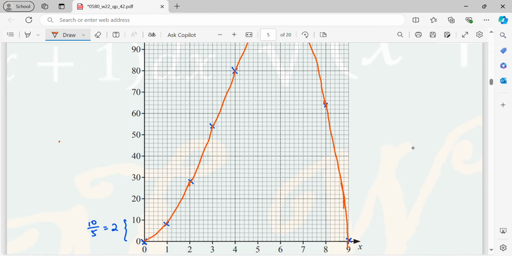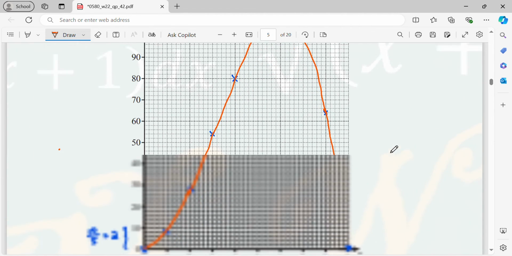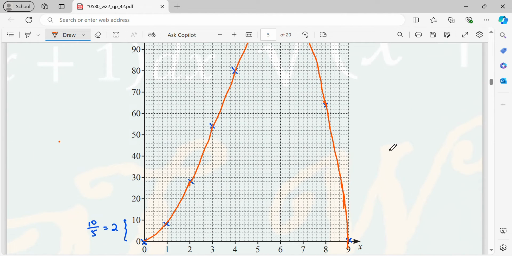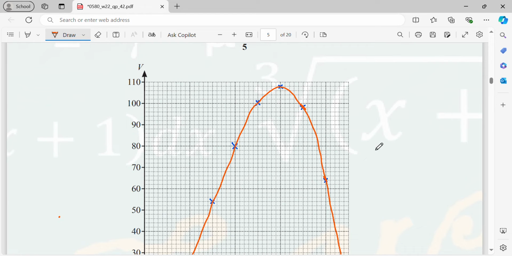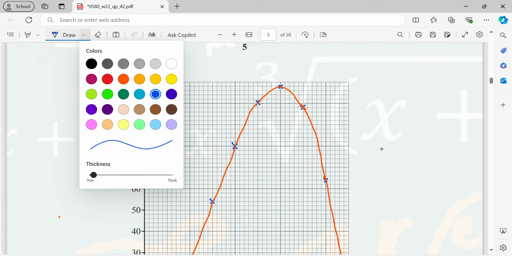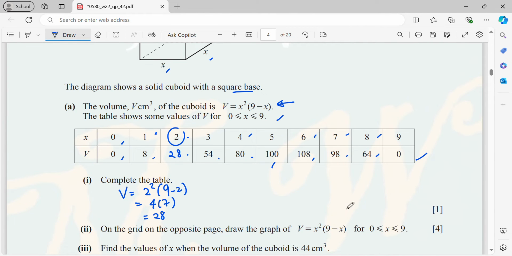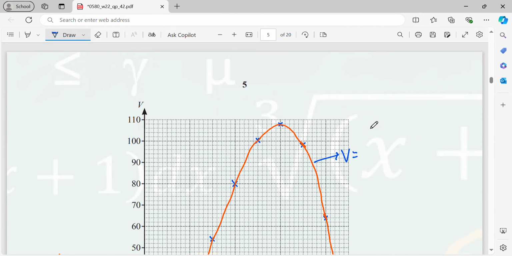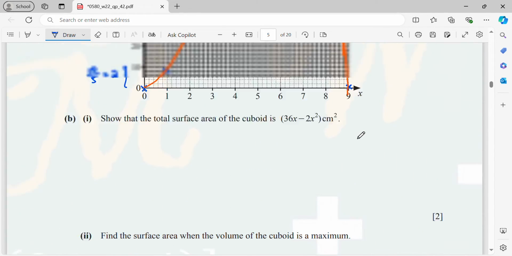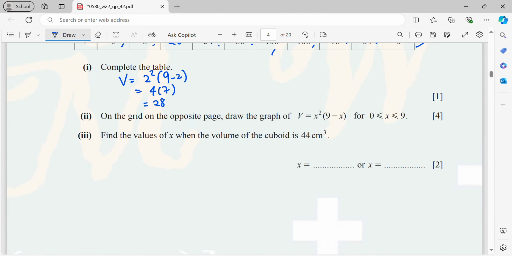Okay, so this is a graph. Right, so done for this graph. Just label it v equals x squared (9 minus x). Okay, now find the values of x when the volume of the cuboid is 44 centimeter cube.